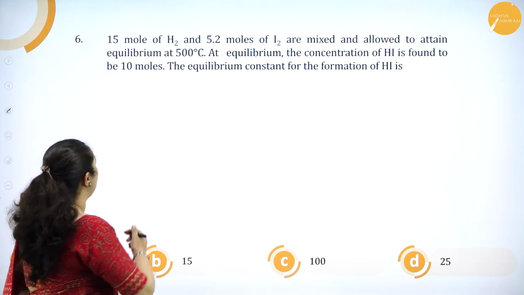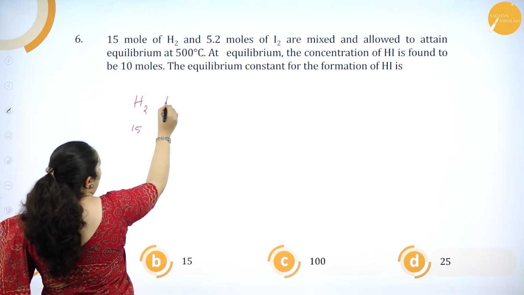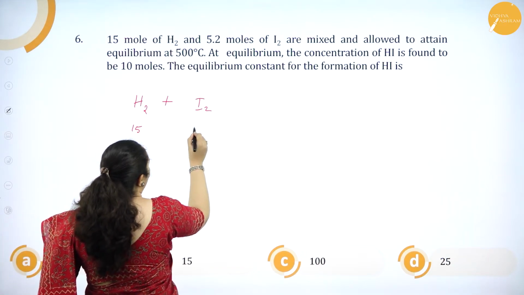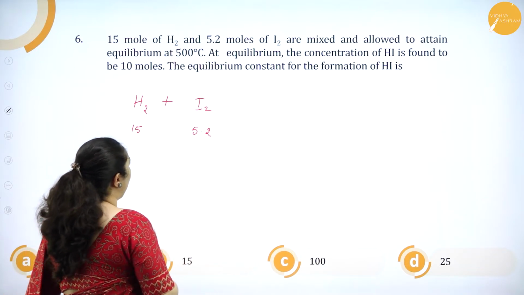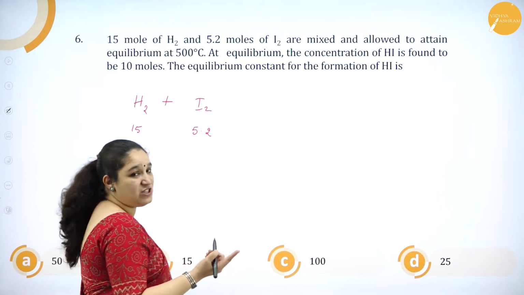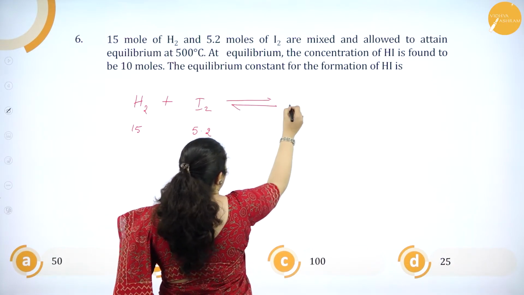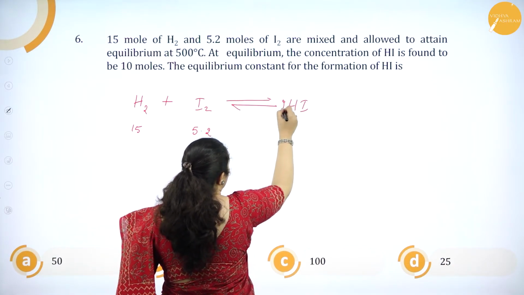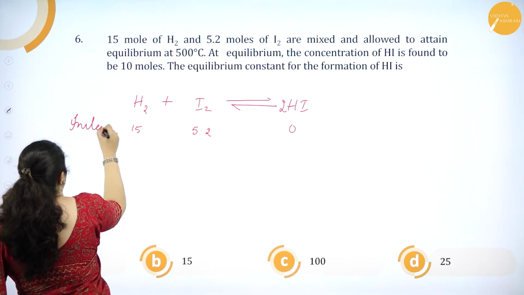So what is given in the question, we should understand. Hydrogen, what do we have? 15 moles. And iodine, how much we have? 5.2 moles. It is allowed to attain equilibrium at 500 degrees Celsius. At equilibrium, the concentration of HI is found to be 10 moles. So here, this gives HI, the balanced chemical equation. This is initially.